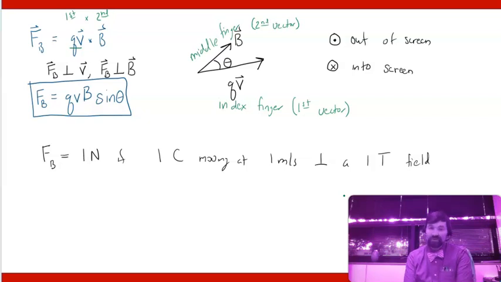So yeah, point your index finger along QV, point your middle finger along B. Your thumb will point in the direction of the force vector. Turns out that for this particular cross product, as drawn, you're going to get this for the force vector's direction. So you'll get out of the screen.